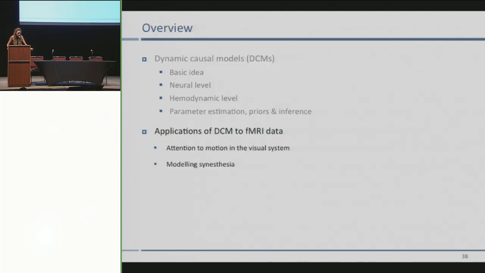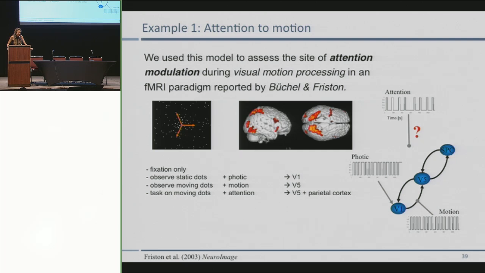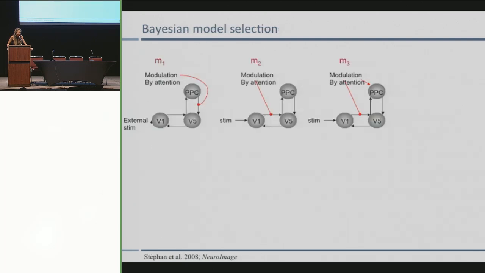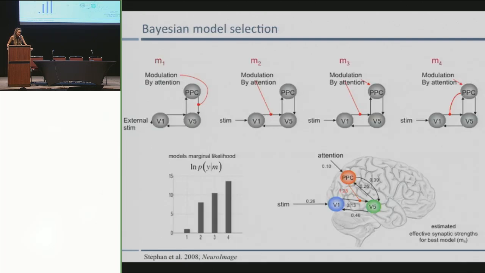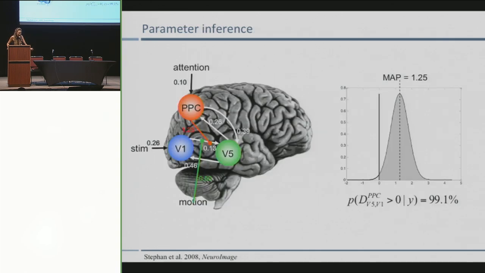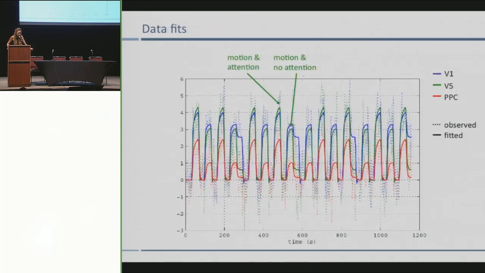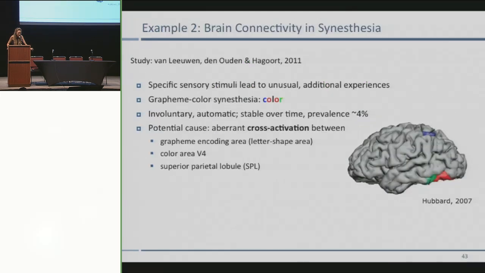I might get you through one DCM for fMRI. Let me skip this one for the moment, because if any of you have been to the SPM courses, you've seen this analyzed to death. Instead, I'll just bring you to an interesting study on synesthesia. This was done at the Donders Institute, and I just picked it as an interesting example of model hypothesis testing. The team were looking at synesthetes.